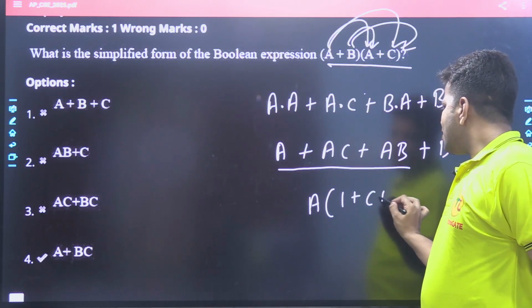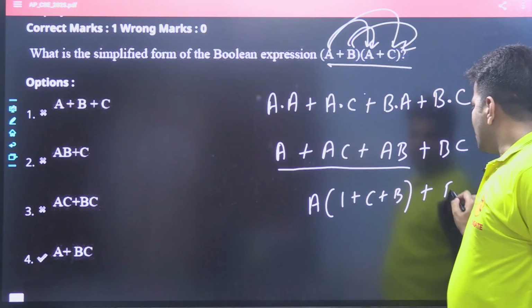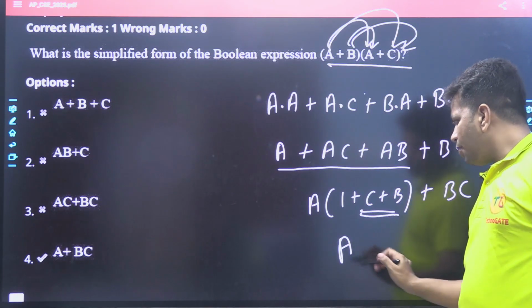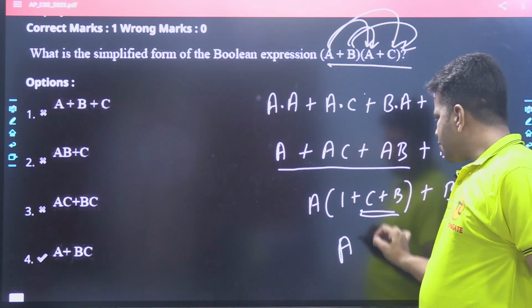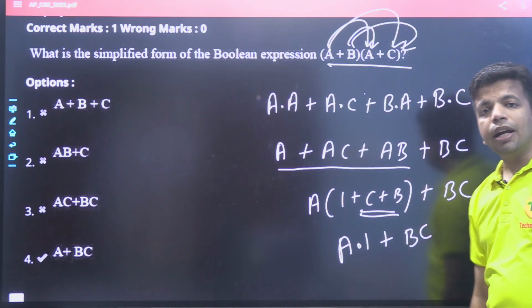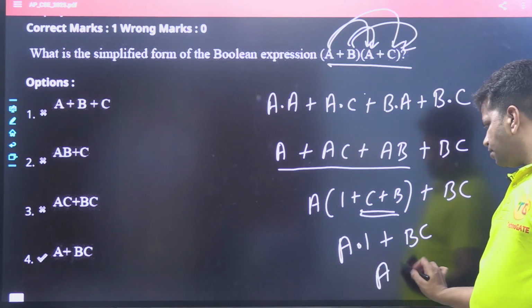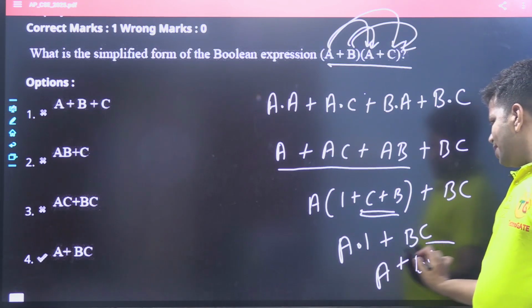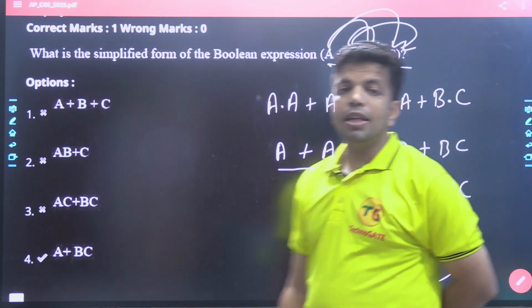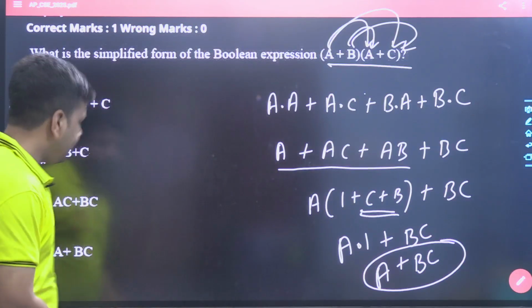So A times (1 plus C plus B) plus BC. Now 1 plus anything becomes 1, that is the property. So this complete value becomes 1. Now A dot 1 becomes A only. So the simplified version is simply A plus BC. You can go with the last answer.